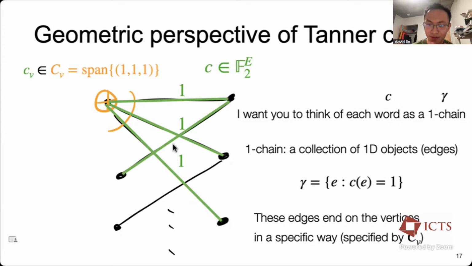Now these local code conditions become the property that these edges have to end on the vertex in some specific way, specified by the local code. For example, this vertex is saying that either the 3 edges are all present or all 3 of them are not present. You might ask, why am I telling you this story? It doesn't look so different from the classical case, from the previous case. But this will be very important once we talk about quantum codes, which will come later.